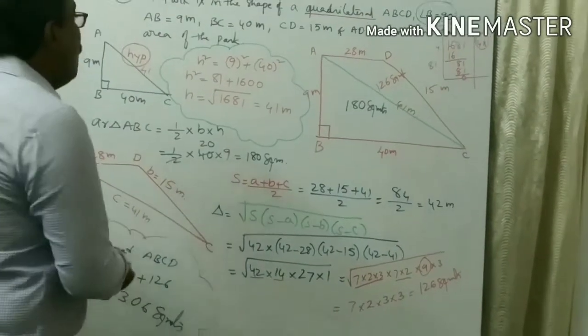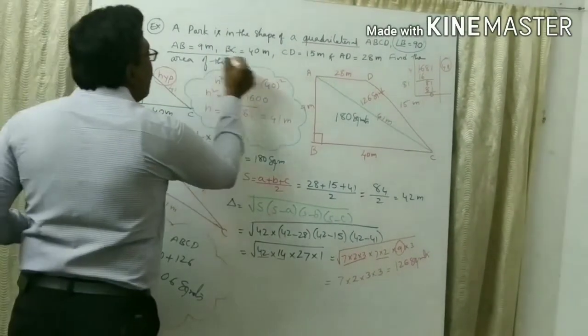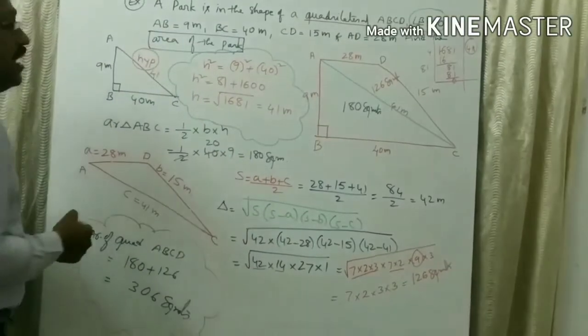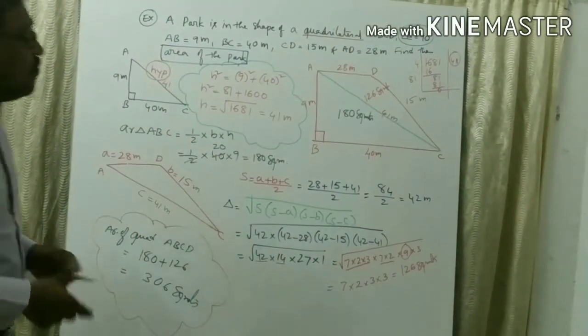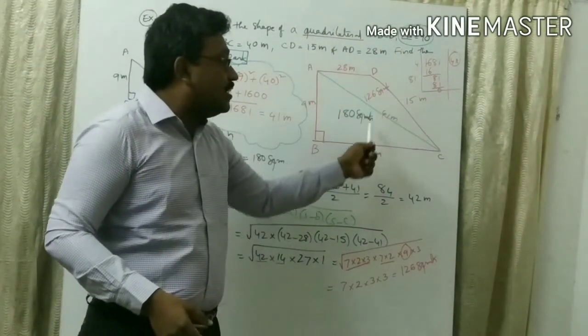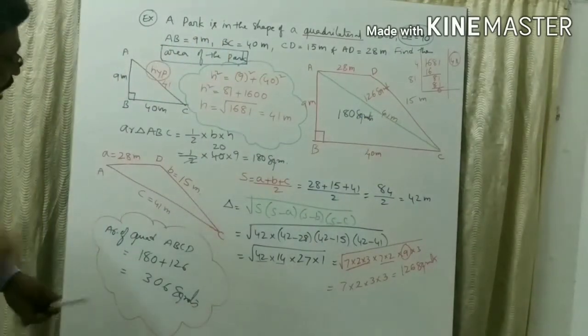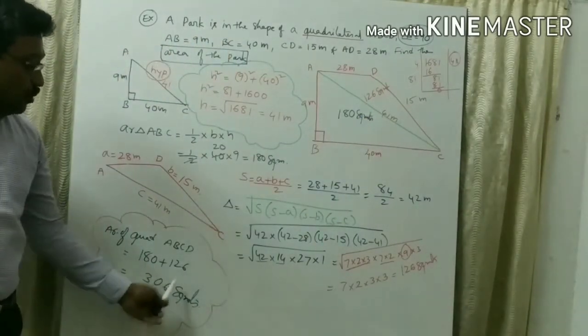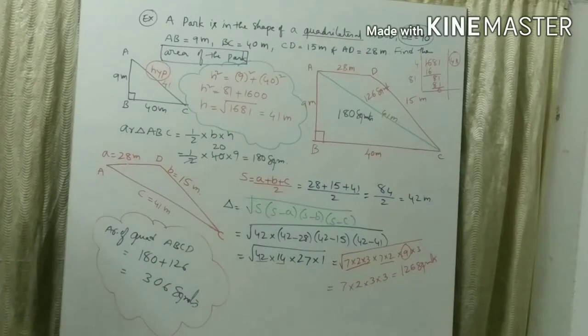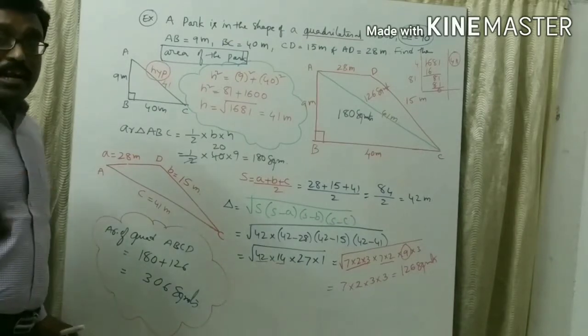He asked, find the area of the park. Area of the park is nothing but the quadrilateral, which consists of two triangles. So adding the two areas, we got 306 square meters. Okay, we'll go with the second example.